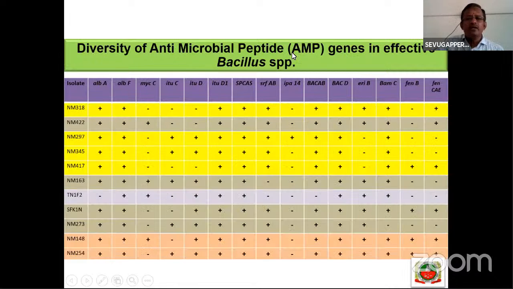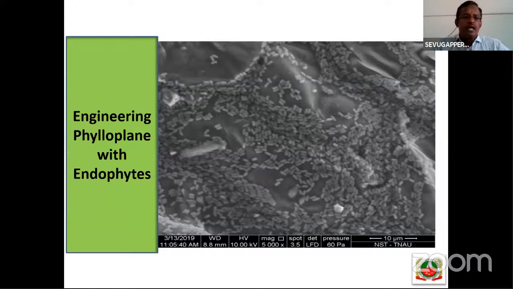The diversity of antimicrobial peptide genes was also assessed in all these effective bacteria. Most of the bacteria we selected, 10 out of the 640 isolates, had different types of antimicrobial peptides, around 13 different types detected. Since it has such a potential, we tried to engineer the phylloplane with the endophytes.